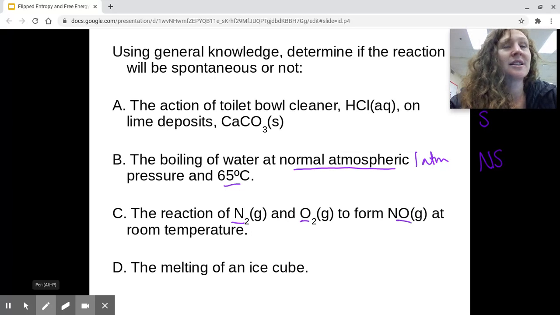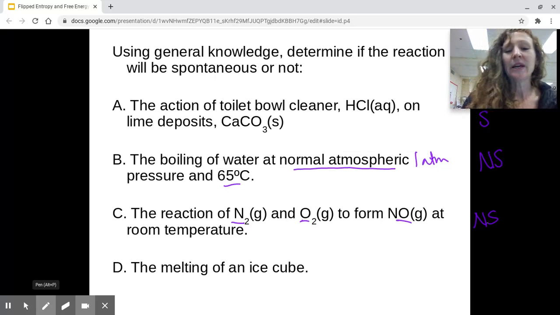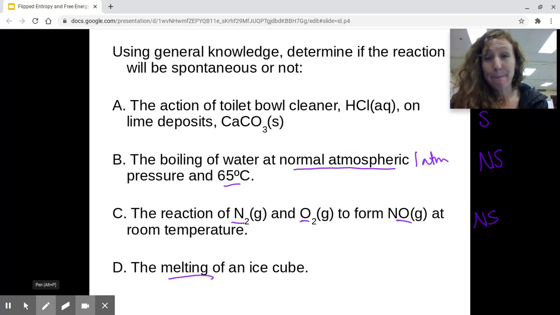Is it spontaneously turning into nitrogen monoxide? I should hope not, because nitrogen monoxide is poisonous and you can't breathe it or you will suffer consequences. So no, this is a non-spontaneous process. Nitrogen and oxygen are not going to spontaneously form nitrogen monoxide when they're left at room temperature like we're sitting in. Thank goodness. All right, melting of an ice cube, spontaneous or non-spontaneous?